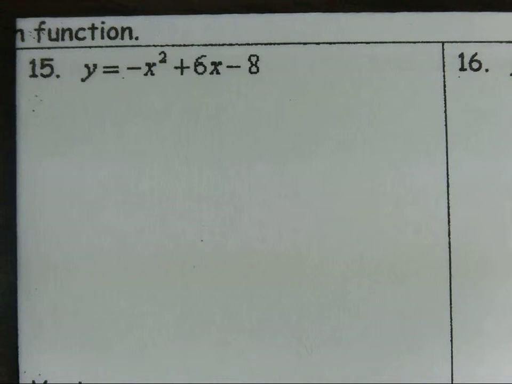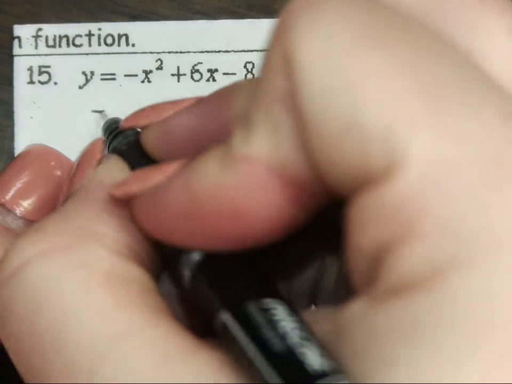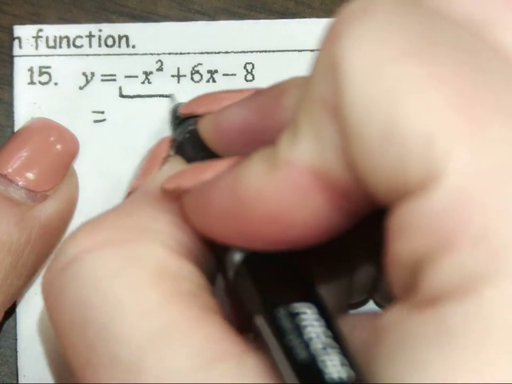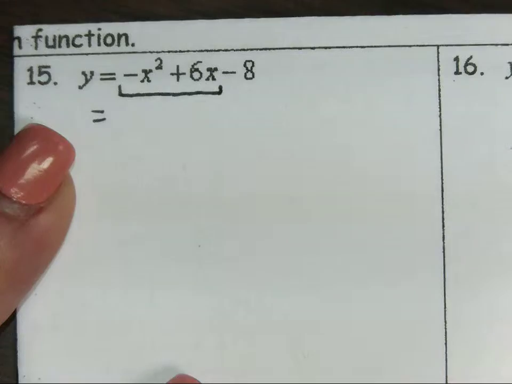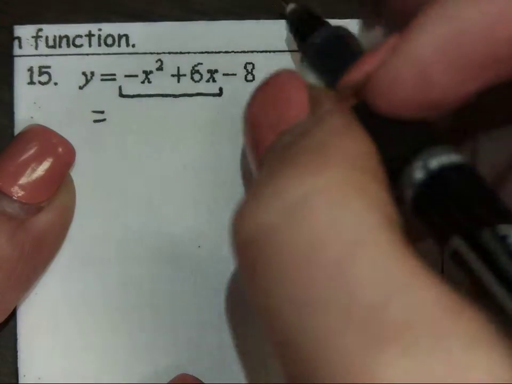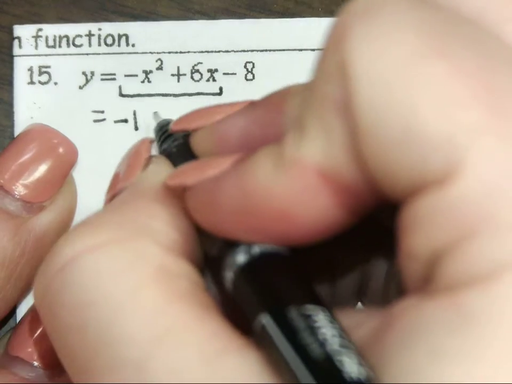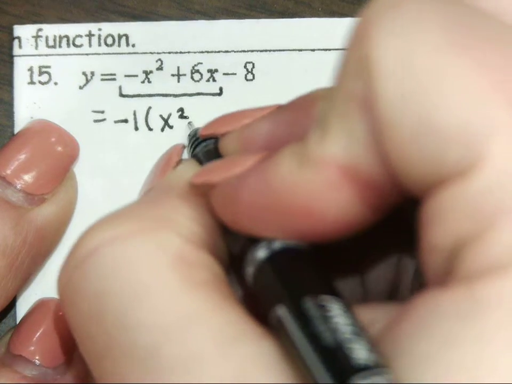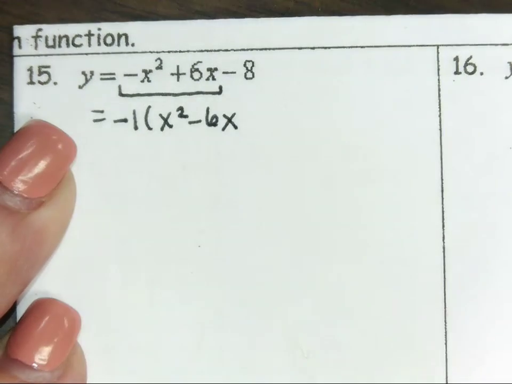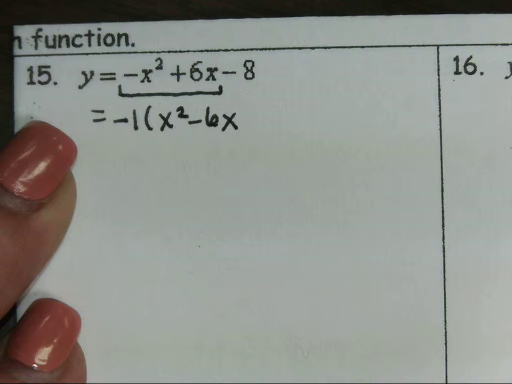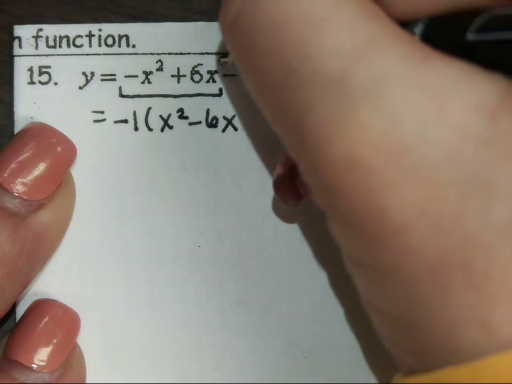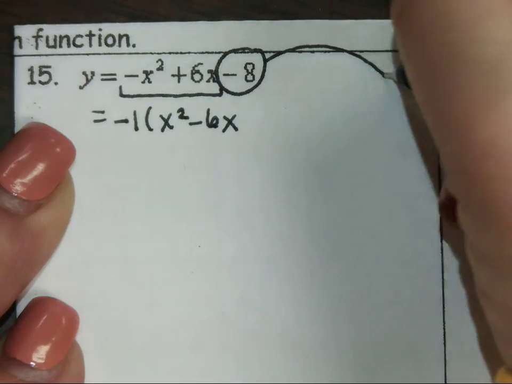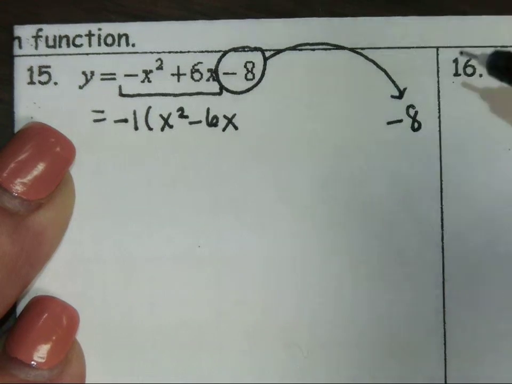All right, these two are a little bit more difficult just because you have an a value in front of the x squared, and you are not allowed to have that. So the first thing I want you to do is focus just on the two variables like we did before. I'm going to factor out the -1, but only out of the two variables that I'm going to use for completing the square. I'm still going to take -8 and push it off to the side here and just hold on to it.